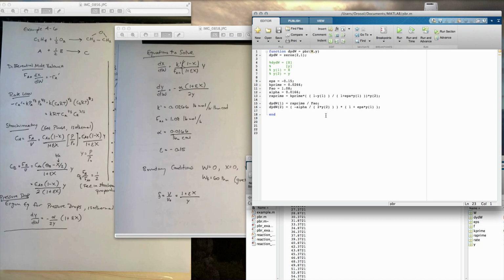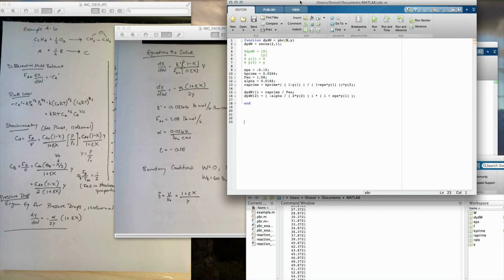And so once you get this set up, the other thing with the functions is this has to be named. Whatever you call it here, it has to be named the same. So I have PBR for packed bed reactor, so then this has to be PBR.m. You have to make sure that's named the same as this, otherwise your function isn't going to work.